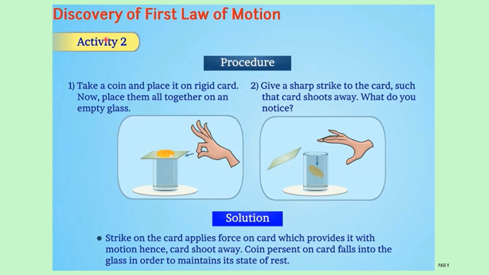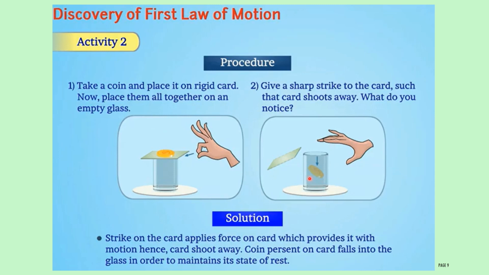Let us discuss one more activity to describe Newton's first law of motion. Procedure: take a coin and place it on a rigid cardboard sheet, then place them together on an empty glass. Then give a sharp strike to the card such that the card shoots away. What will you notice? What will you observe?